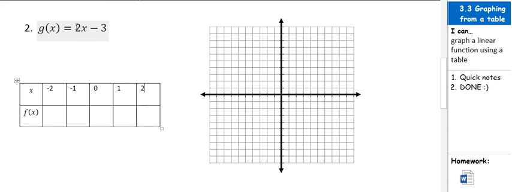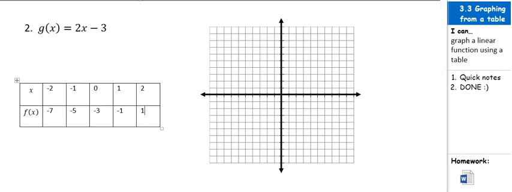-2 times 2 is -4, minus 3 is -7. -1 times 2 is -2. -2 minus 3 is -5. Plugging in 0. 0 times 2 is 0. 0 minus 3 is negative 3. 1 times 2 is 2. 2 minus 3 is negative 1. Next, we have 2. 2 times 2 is 4. 4 minus 3 is a positive 1.